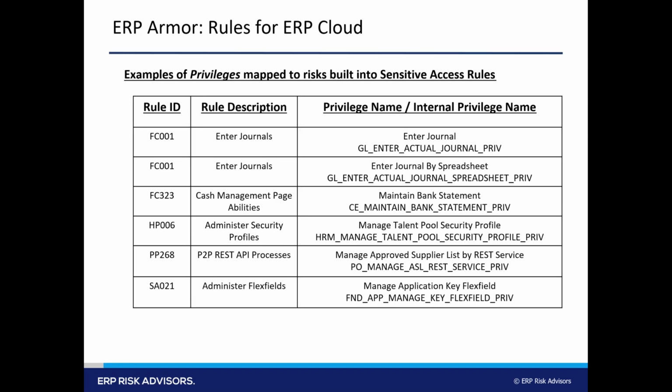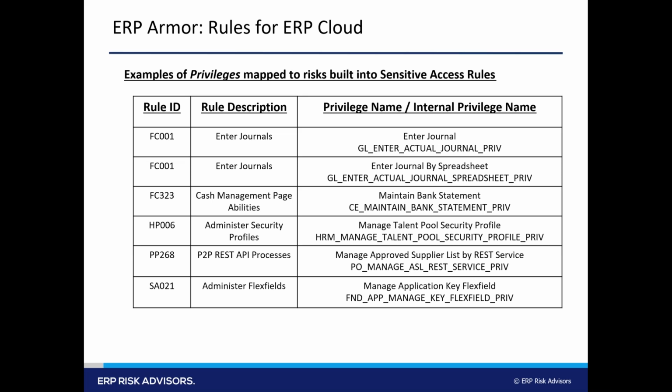Some examples of privileges mapped to risks: in the case of a rule like rule ID FC001, enter journals, who has the ability to enter journals or start the journal process could be subject to journal approval workflow, or could not be, depending upon which privilege. We have those grouped into a like risk, and the risk really is unauthorized journal entries, where nobody reviews or approves them independently before they are posted against the balance sheet or the financial statements. A rule could be one privilege, or it could be multiple privileges. You can see the first, FC001, is multiple privileges.